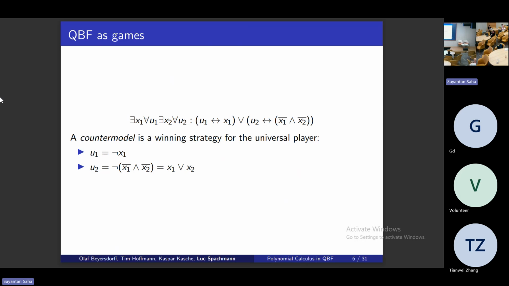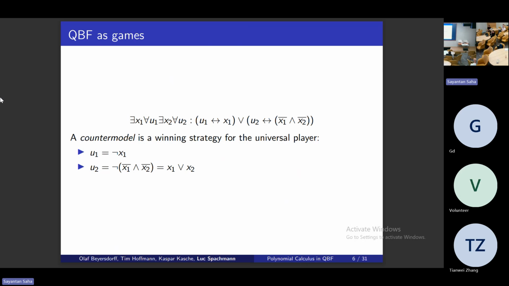I will reintroduce them because they're quite important for this talk. A counter model is just a winning strategy for the universal player. So each universal variable gets a function over all the existential variables before it in the quantifier prefix. Well, in this case, you can set u to not x1 and u2 to x1 or x2. It is easily verifiable that this is indeed a counter model.